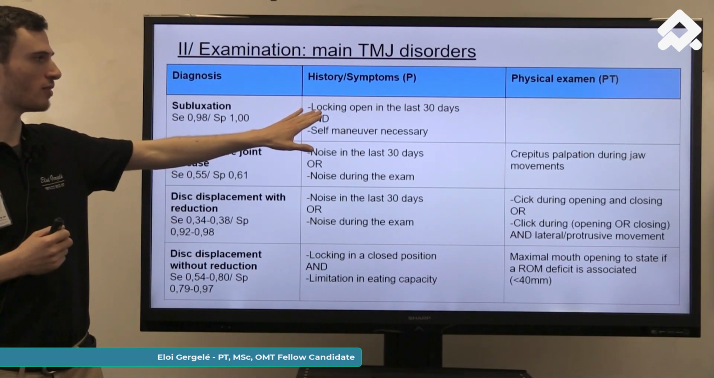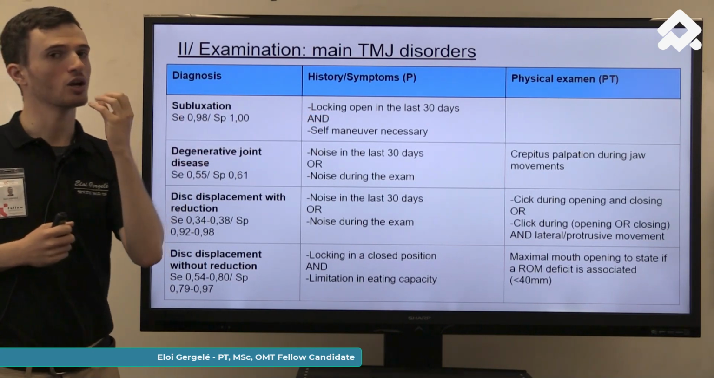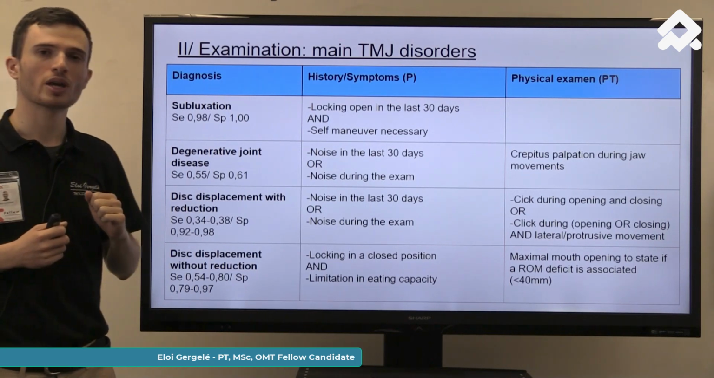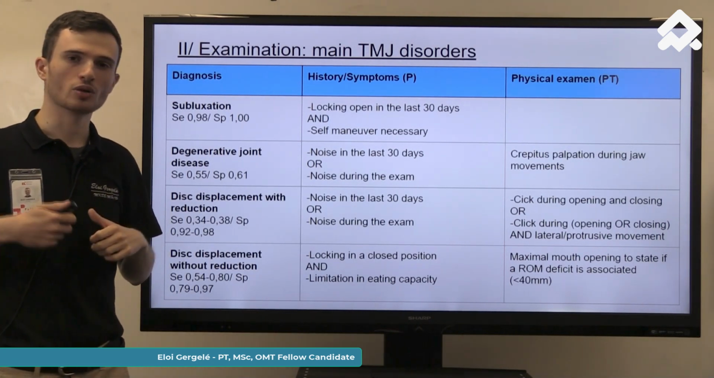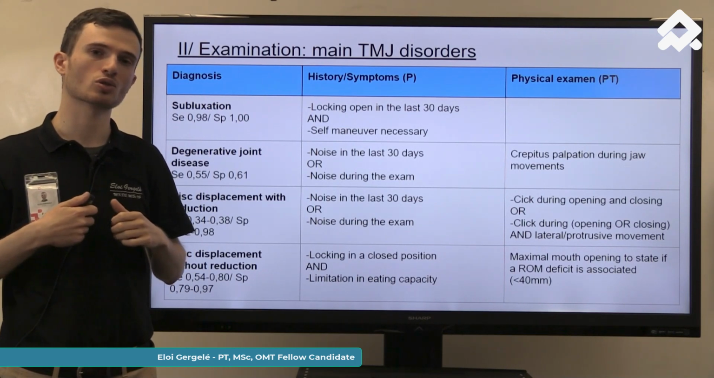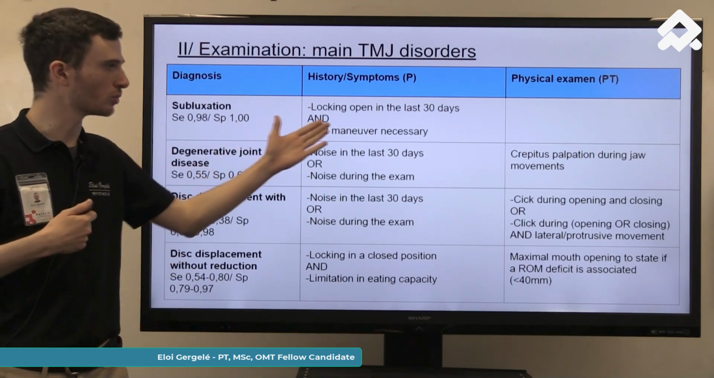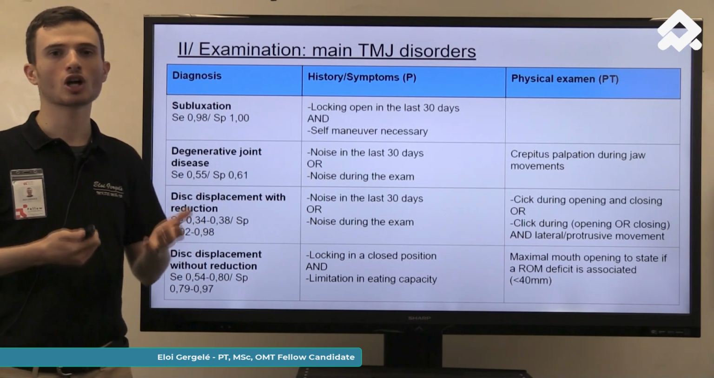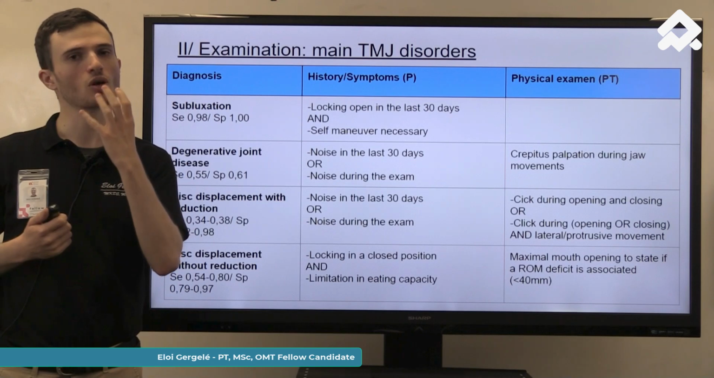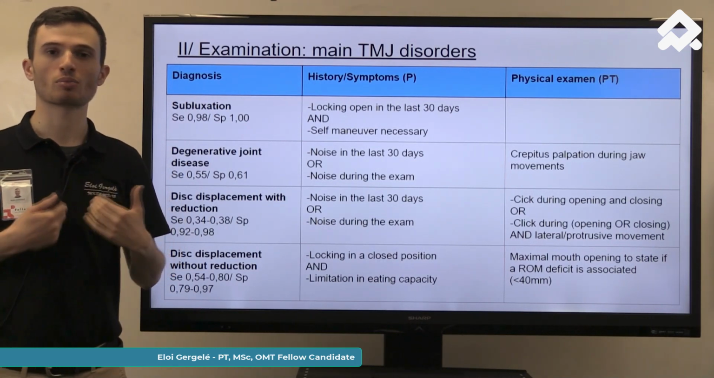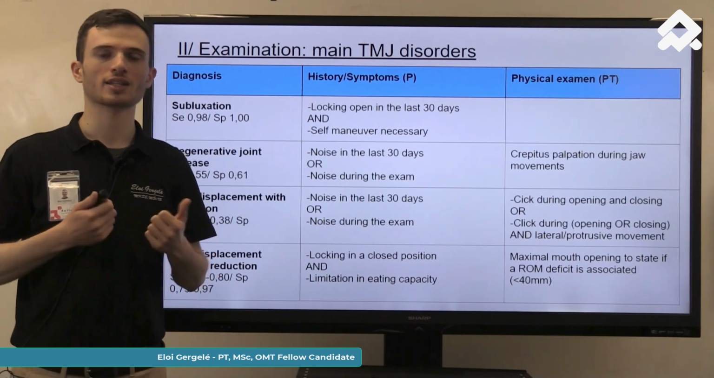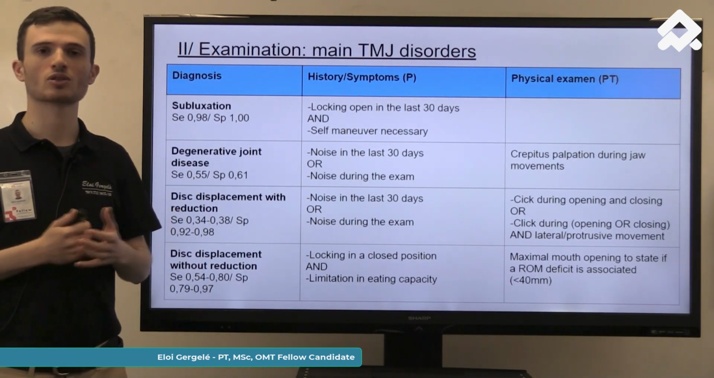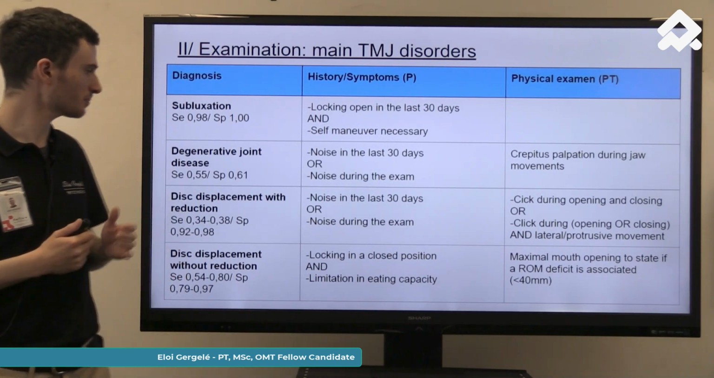The patient has to have a history of locking in an open mouth position in the last 30 days, and the patient needs to do a self-maneuver to relocate the jaw in its position to confirm the diagnosis. In the case that the patient comes to the clinic with a locking in an open mouth position and the practitioner has to relocate the jaw, it's considered as a true luxation.